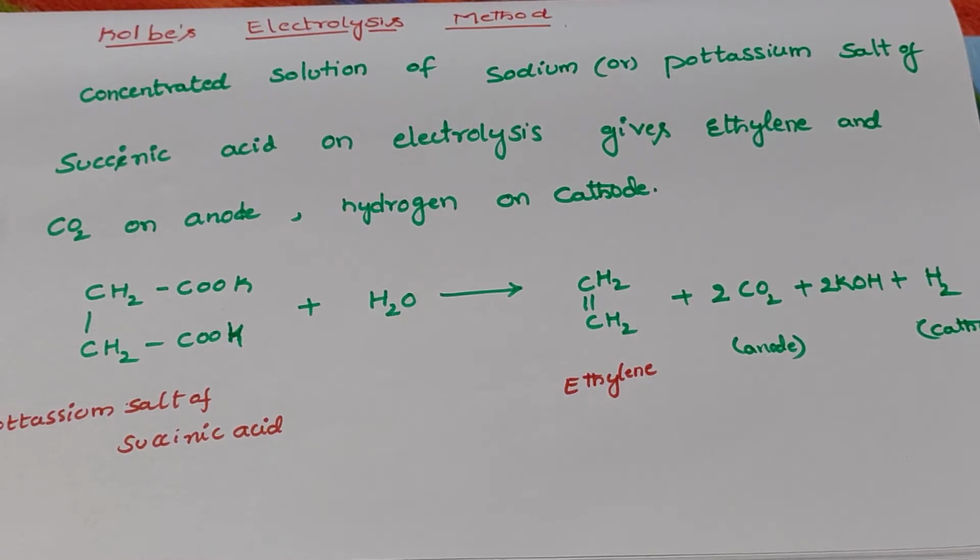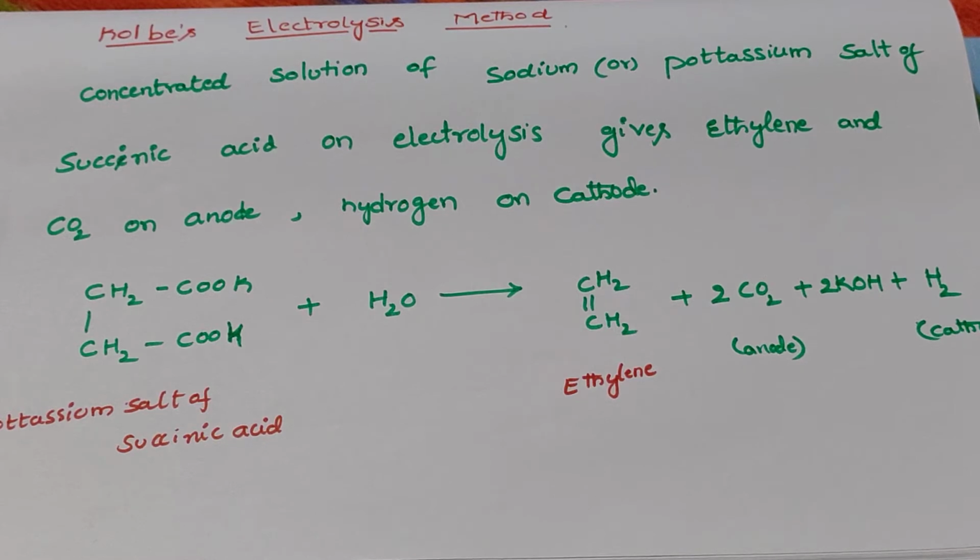In Kolbe's electrolysis method, a concentrated solution of sodium or potassium salt of succinic acid undergoes electrolysis to give ethylene, and CO2 gas is observed at the anode and hydrogen is formed at the cathode.